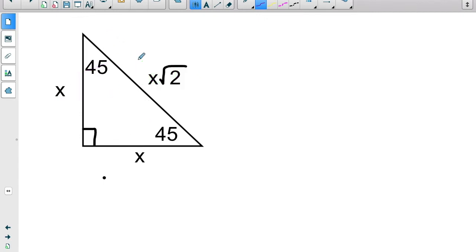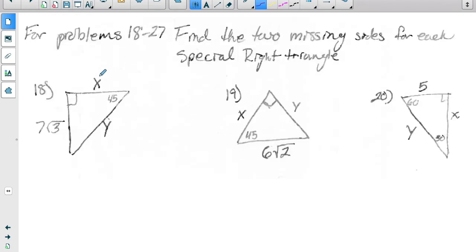Now, we'll come back and look at the 30, 60, 90 here in a minute. Let's look at some 45, 45, 90s first. Now, problem 18 is a 45, 45, 90 because I have this 45 degrees, which means this angle over here has to be 45. So these two side lengths opposite the 45 degrees will be the same. So x is going to be 7 square root of 3. So we found one of the values. Now we just need to find the value of y.